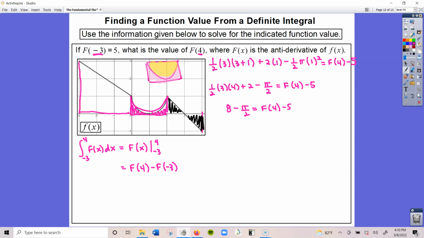So to solve for f of 4, all I have to do now is add the 5 over to the other side. So f of 4 is going to equal 13 minus pi over 2.